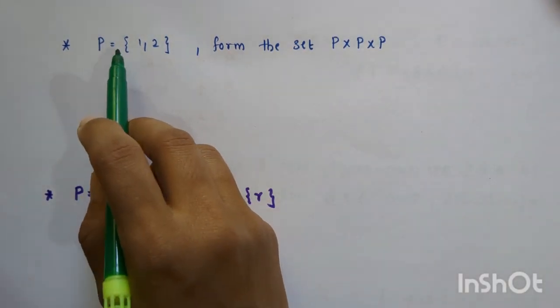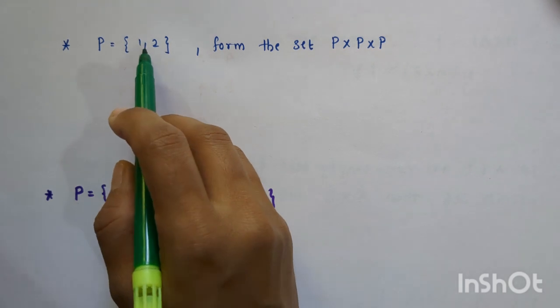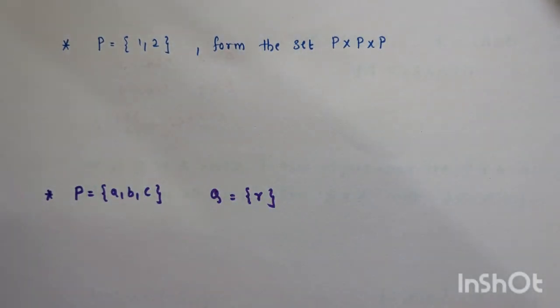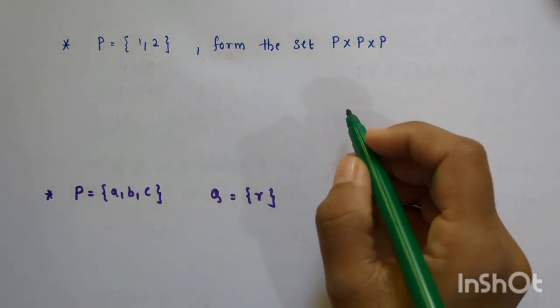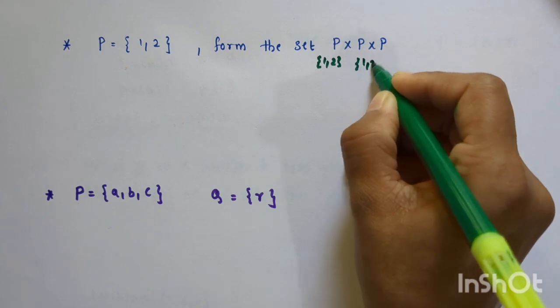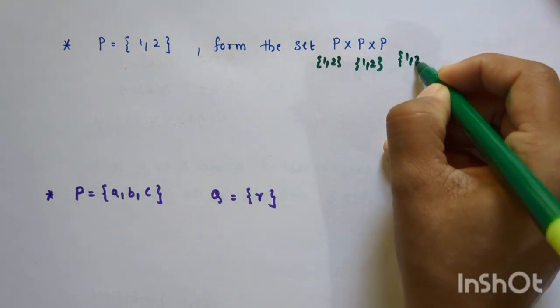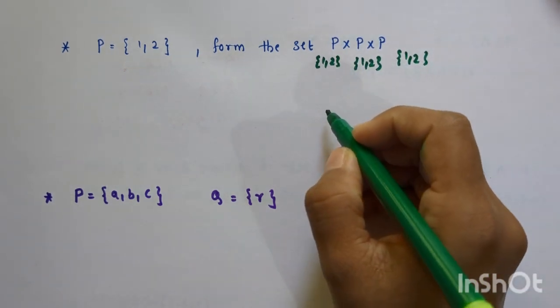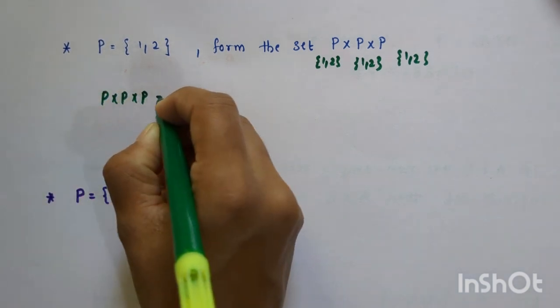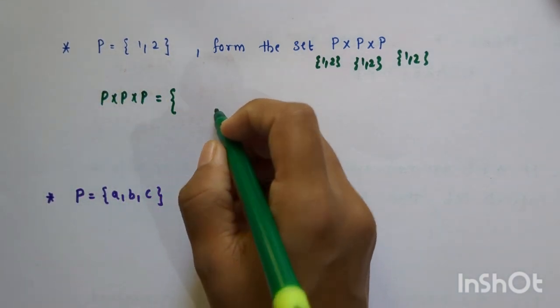Let set P be the set {1, 2}. Then form the set P cross P cross P. See how we can form it. P is the set {1, 2}, this P is also the same {1, 2}, and this P is also the same {1, 2}. So, to write P cross P cross P, this will be the set of (a, b, c).